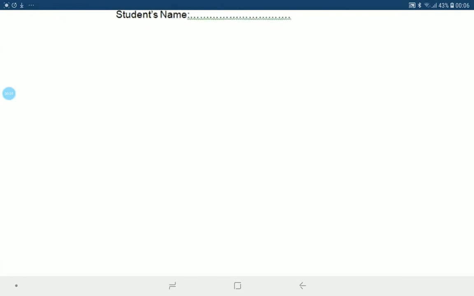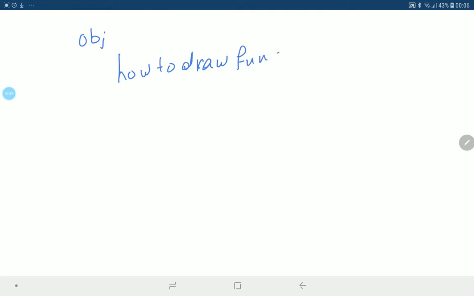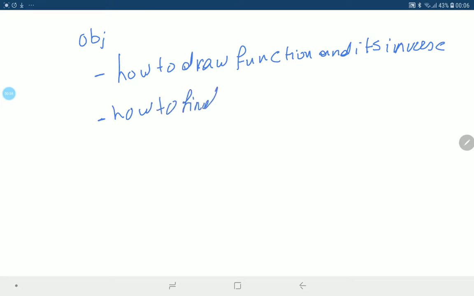Our objective of this lesson will be how to draw a function and its inverse, and how to find the inverse function using algebra.